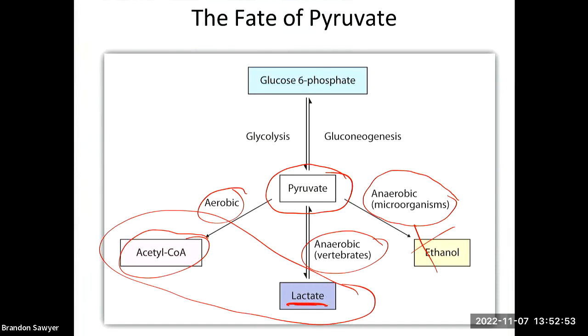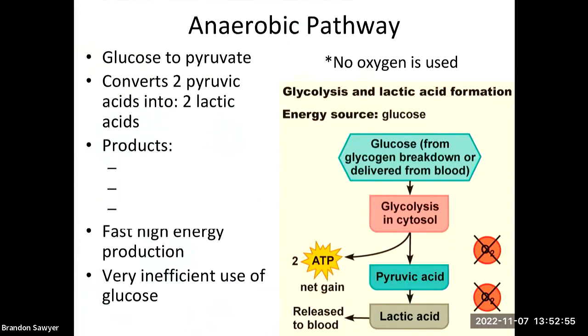Okay, so let's talk about the anaerobic pathway a little bit more. Glucose to pyruvate again is glycolysis. No oxygen is used in this pathway. One thing to note is when we get down to pyruvate, we make two pyruvates. So one glucose makes two pyruvates, which then will turn into two lactic acids.